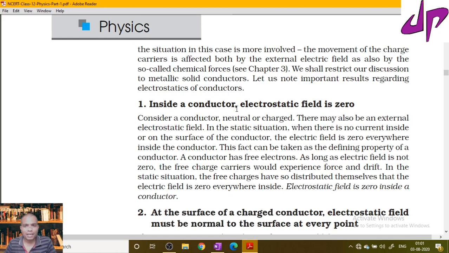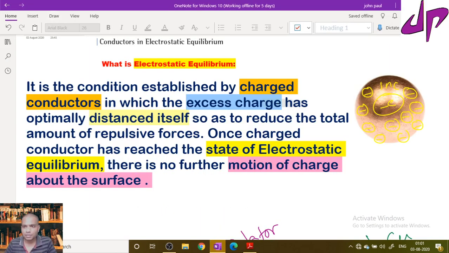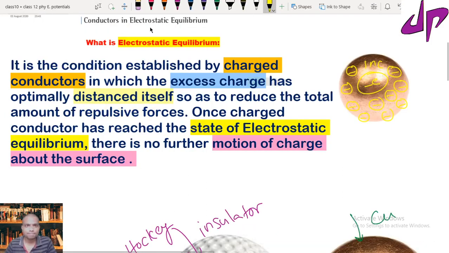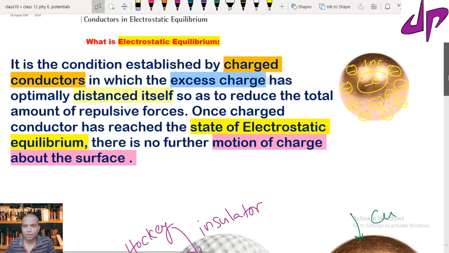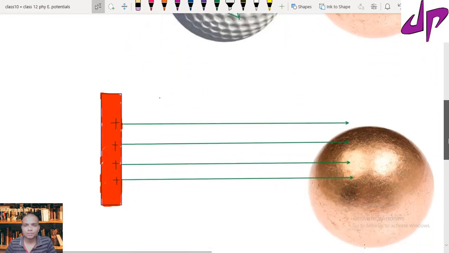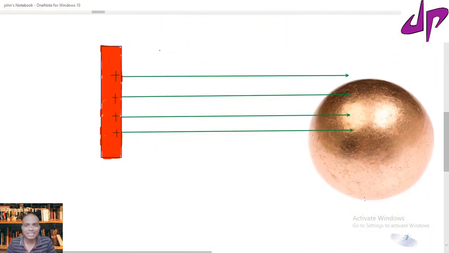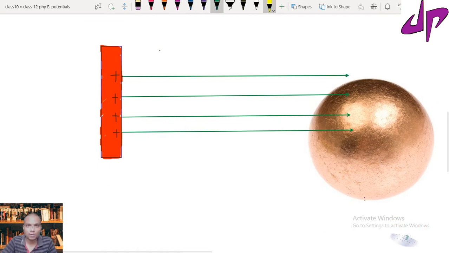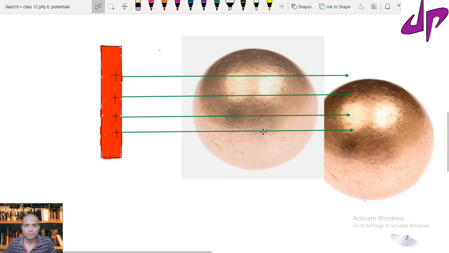Inside a conductor, the electric field is 0. Let us see that first. Suppose you take a conductor in an electric field. It's a conductor; we are not talking about any kind of insulator. Suppose this is the conductor, and we kept this conductor in an external electric field.